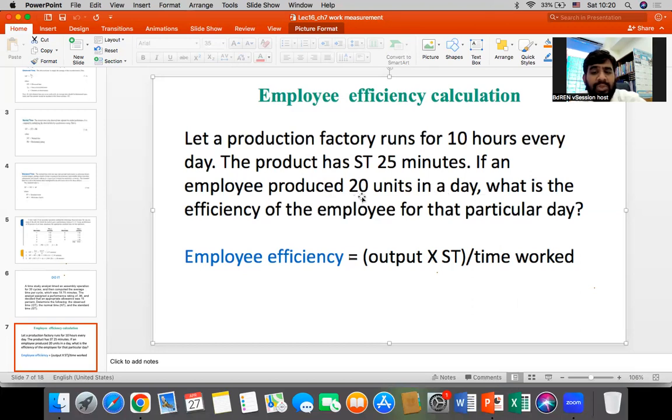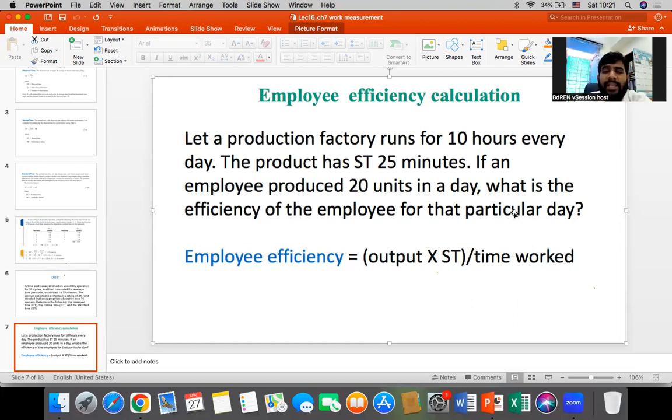So your output is 20. To produce 20 units, how many minutes does it take? The standard time is 25 minutes. So it takes 20 units multiplied by 25 equals 500 minutes. Your output is equivalent to 500 minutes divided by your input.